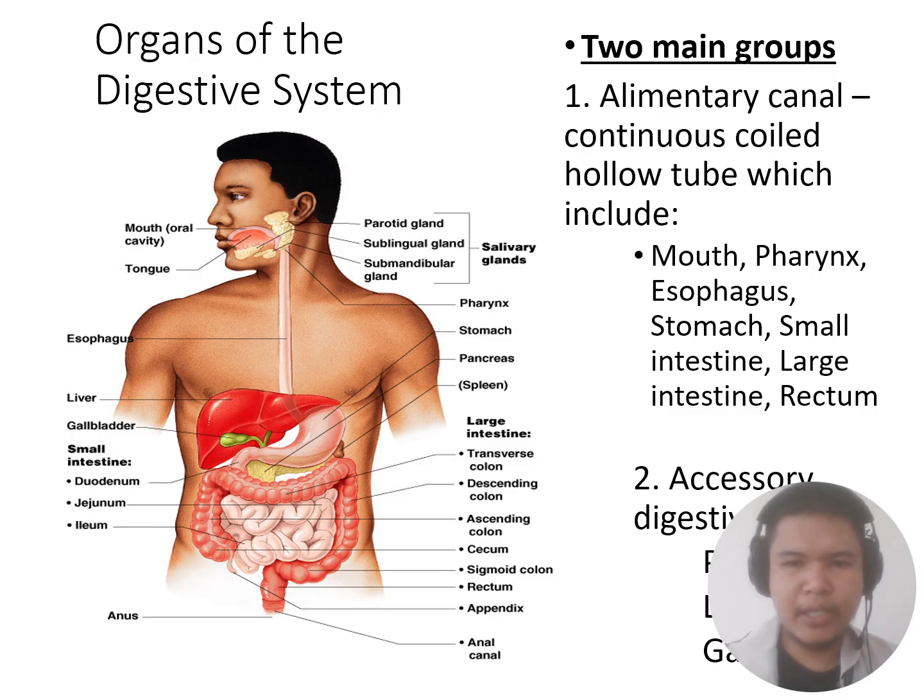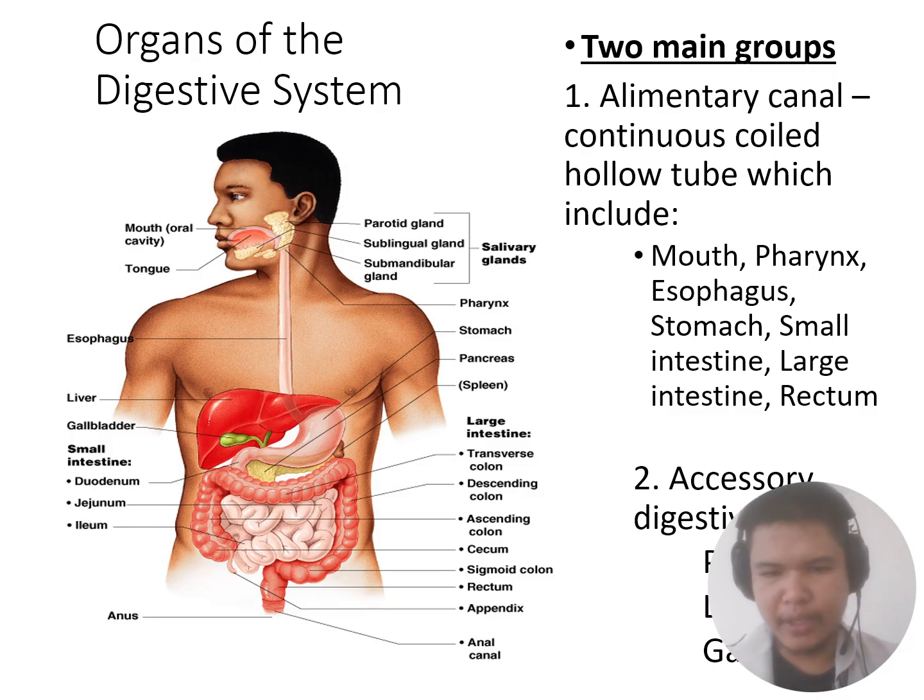The alimentary canal is composed of the mouth, the pharynx, esophagus, stomach, small and large intestine, and then the rectum. Now, all of these are hollow for the food to easily pass through. And then in our large intestine, this is where our wastes will be stored for elimination.